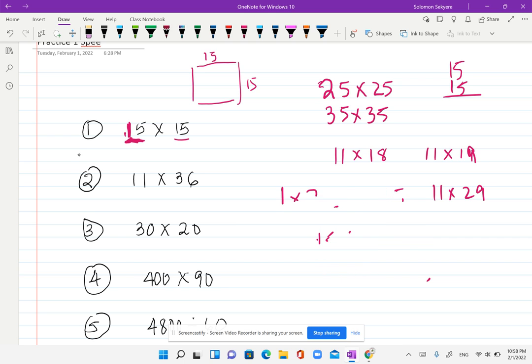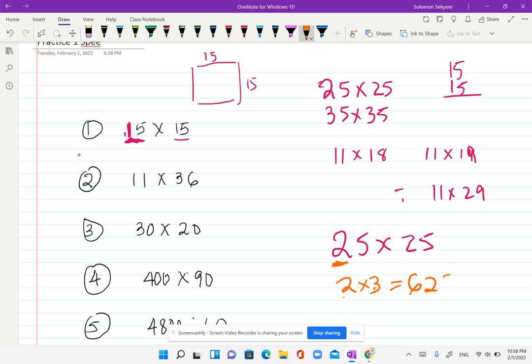Okay, so what about 25 times 25? First use your calculator to check. What am I going to do? I look at this number here, 2. What am I going to multiply it by? What number comes after 2 when you're counting? It's 3. So 2 times 3 is 6. After I do that, I just put 25 next to it. 625 is my answer.